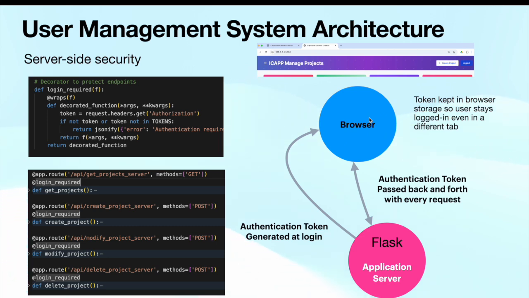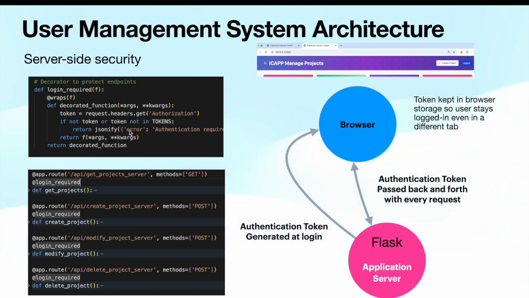On the server side, we use a login required decorator in Python Flask. This decorator checks for the token's presence and validity in every request. If it's missing or invalid, an error is returned. If it's valid, the function executes.